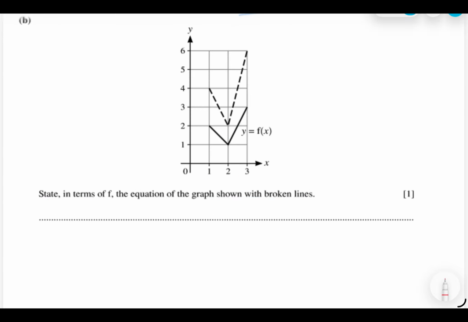Let's look at this question now. State in terms of f the equation of the graph shown with broken lines. So this was our original graph. This is the broken graph.